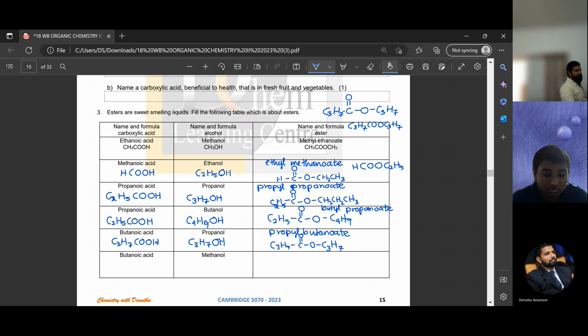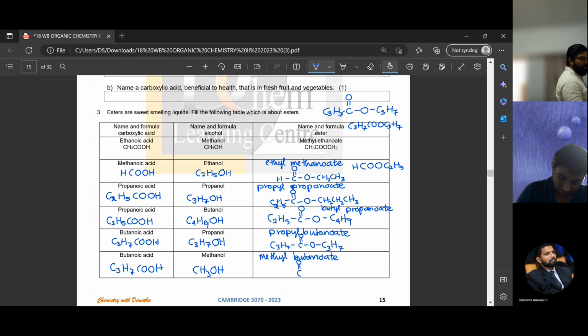Right. Butanoic acid again, C3H7COOH. Right. Methanol is CH3OH. Then the ester is methyl butanoate. Methyl butanoate. So the methyl side, the alcohol side, is CH3. This side C3H7COOCH3.